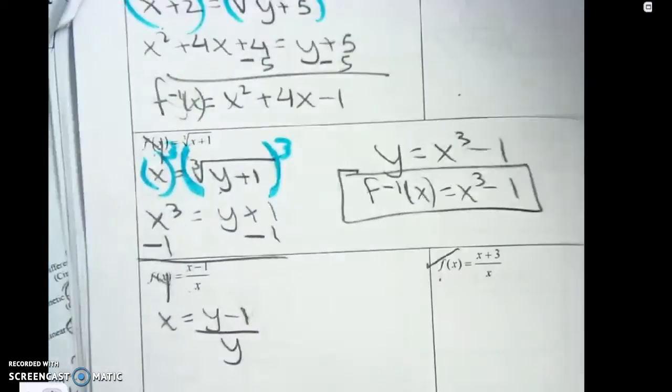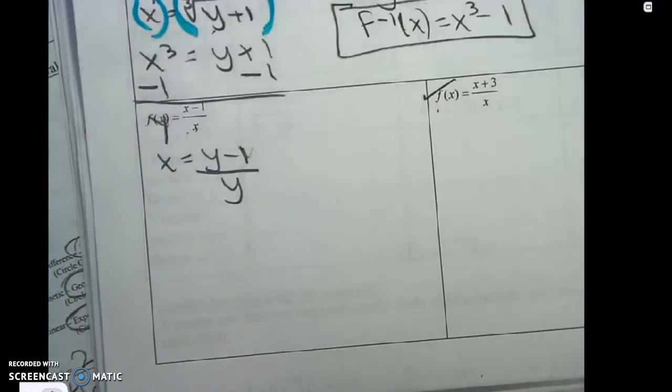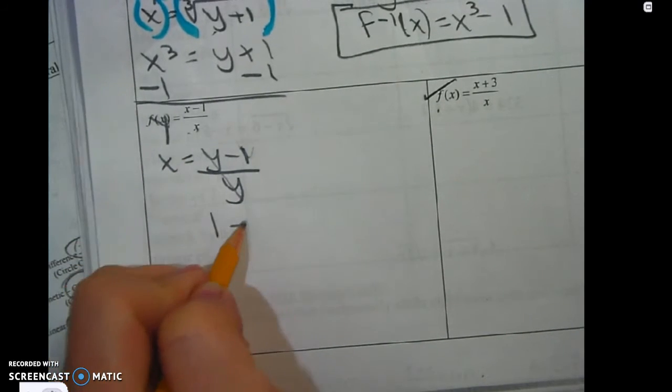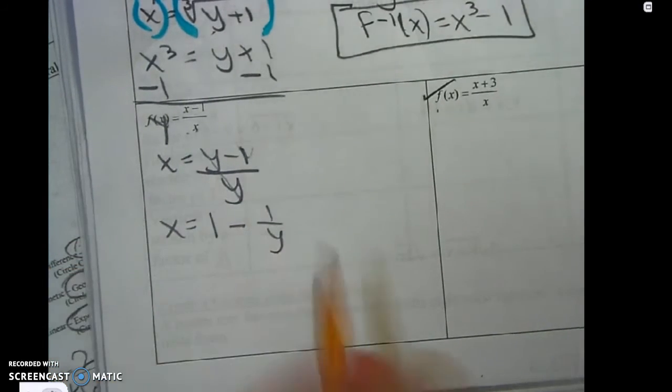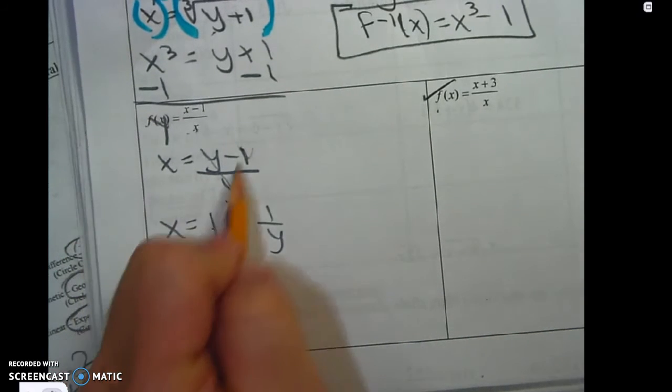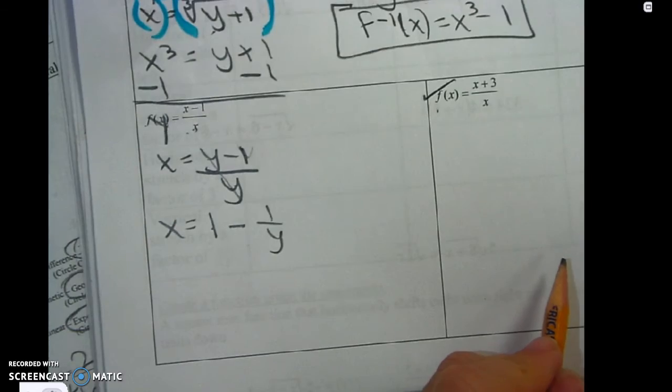Now, I want to get the y by itself, but the problem is there are two y's. So I need to make those two y's one y. And some of you think, I know, go like this. 1 minus 1 over y equals x. And you can definitely do that. That's one way to go, okay? Because y over y is 1, and 1 over y is y.